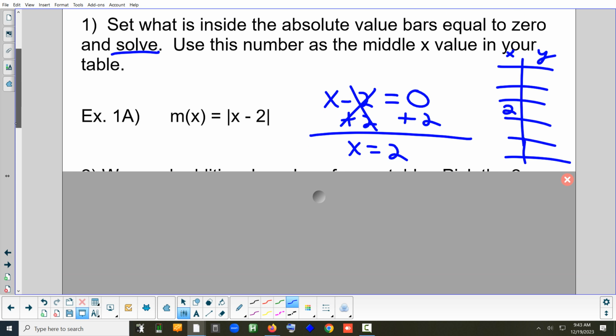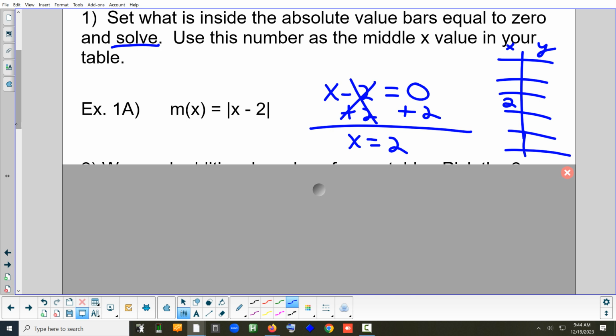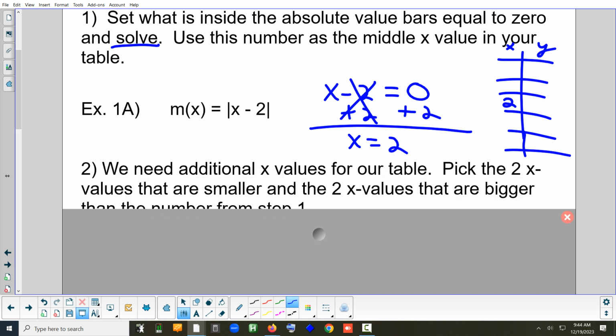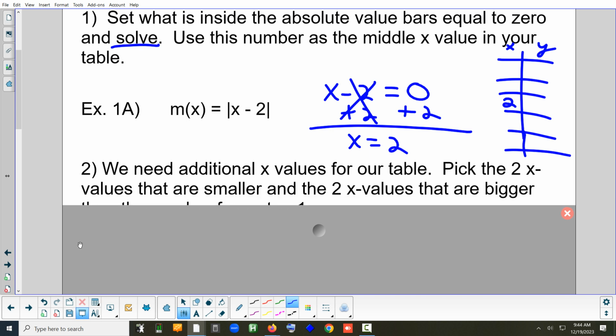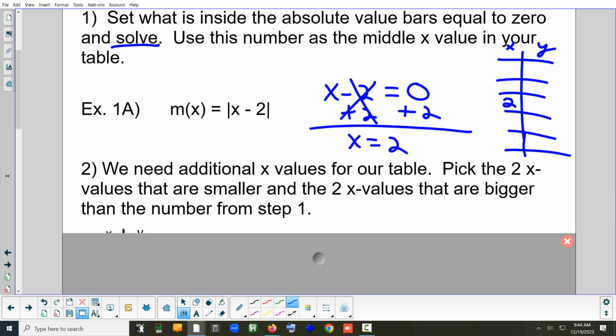Now, we can't just do the graph with only one number in the X. We need 5. So how do we get the other ones? We need additional X values. What you're going to do is pick 2 X values that are smaller than 2, and then you're going to pick 2 X values that are bigger. And when I say bigger and smaller, we can just go by ones.